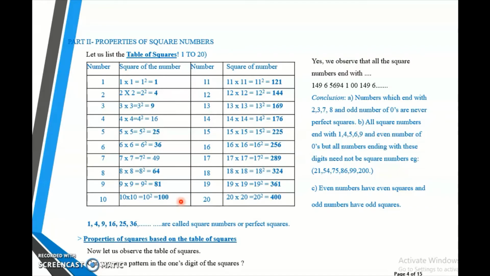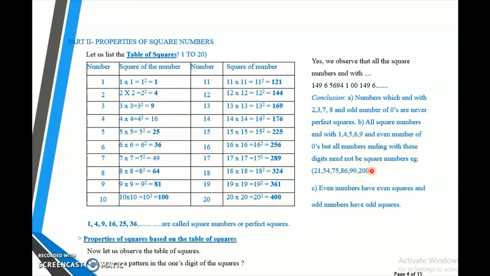We can conclude that numbers which end with 2, 3, 7, 8 or have an odd number of zeros are never perfect squares. The second conclusion we can come to is that all square numbers must end with 1, 4, 5, 6, 9 or an even number of zeros. But all numbers ending with these digits need not be square numbers. For example, 21 ends with 1, but it is not a square number. 54 ends with 4, but again it is not a square number, and similar examples are given.